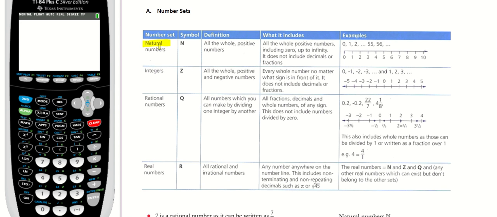The first set you're responsible for knowing is natural numbers. It's represented by the letter N, and it's all the whole positive numbers. So this starts at 0 and counts up in increments of whole numbers, sometimes called the counting numbers. The next set are integers, represented by the letter Z, and this includes all of the natural numbers plus negative whole numbers as well. So you can see that as some examples there.